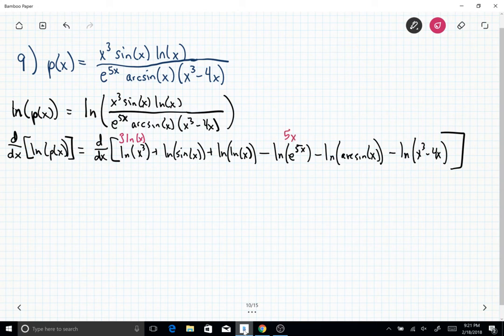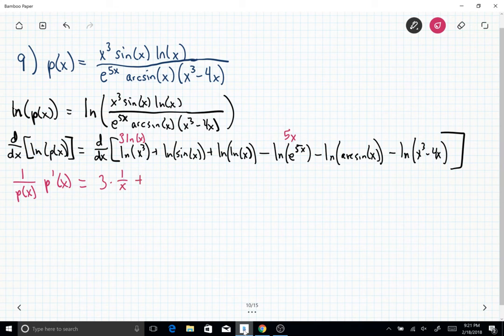So now when we take our derivative, our life is going to be real good. What happens is this is 1 over p of x times p prime of x, for the implicit differentiation. And then on the right hand side, the derivative of the first one, we have 3 times 1 over x.